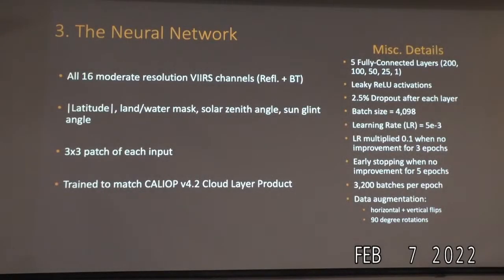Third is the neural network. We give it all 16 moderate resolution channels from VIIRS. We give information about the absolute value of latitude, a binary land-water mask, solar zenith angle, that's the angle the sun makes with the surface normal, and sunglint angle, which tells us where specular reflection of sunlight over water is likely. We give it a 3x3 patch of each one of these inputs, so there's 180 total values given to the neural network for each prediction.